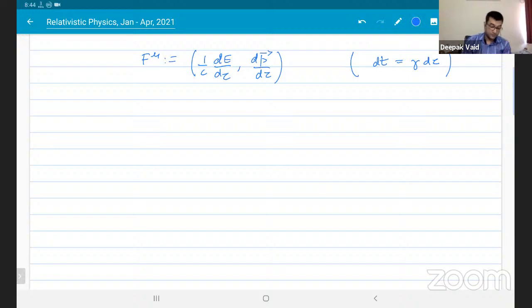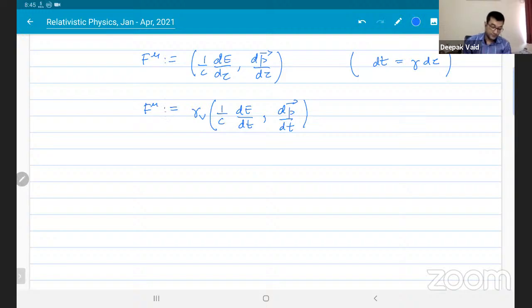So we can write this using this expression gamma. And what is gamma? Gamma, we have to again be careful. Which gamma is this? This is the gamma of the boost, not the gamma of the particle. So I'll write gamma V, then dE by dt, and a factor of 1 by c is also there. Let me put that 1 by c dE by dt, and dP by dt. Okay.